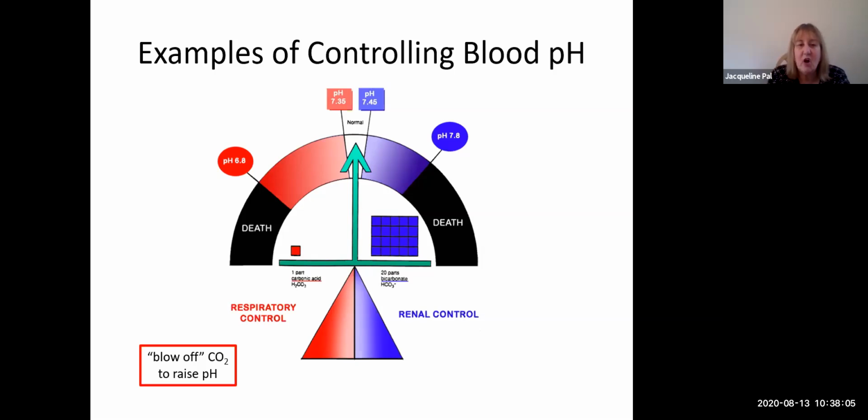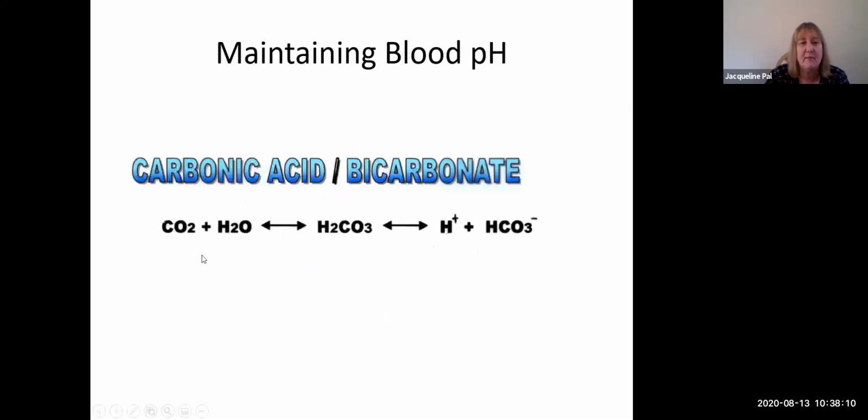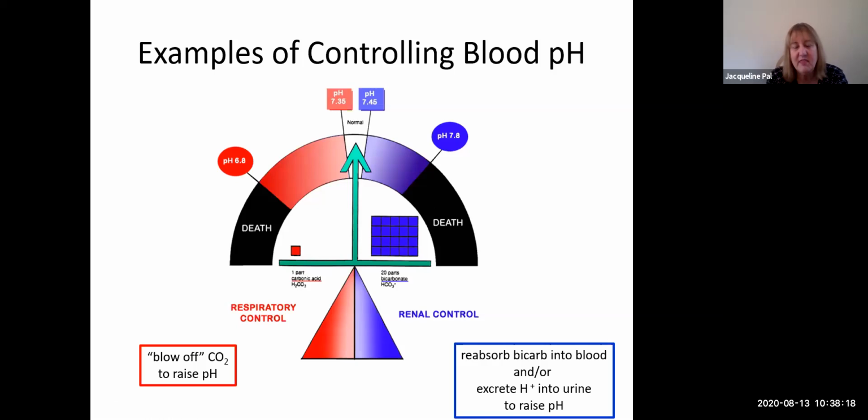So let me give you an example of controlling blood pH. If we want to raise our pH, we can blow off our carbon dioxide. How do we know this happens? Because if we blow this off, it means we have less of it, which means we have less of this, which means we have less of that. And then kidney-wise, we can either reabsorb the bicarb into the blood, which would raise the pH, or we can excrete the hydrogen ion into the urine to raise the pH. So that's pretty much it for regulatory functions in a nutshell, or in a SparkNotes overview.